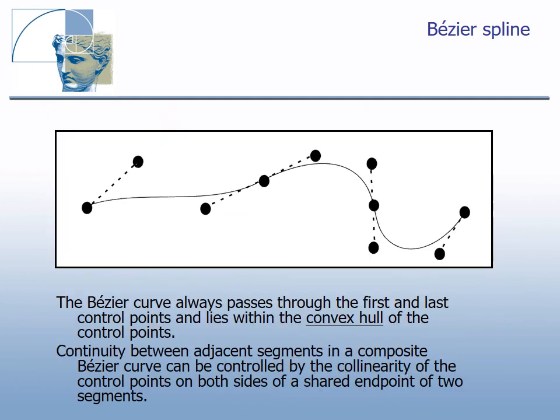The Bézier curve always passes through the first and the last control points and lies within the convex hull of the control points. Continuity between adjacent segments in a composite Bézier curve can be controlled by the collinearity of the control points on both sides of a shared endpoint of 2 segments, as the image shows.